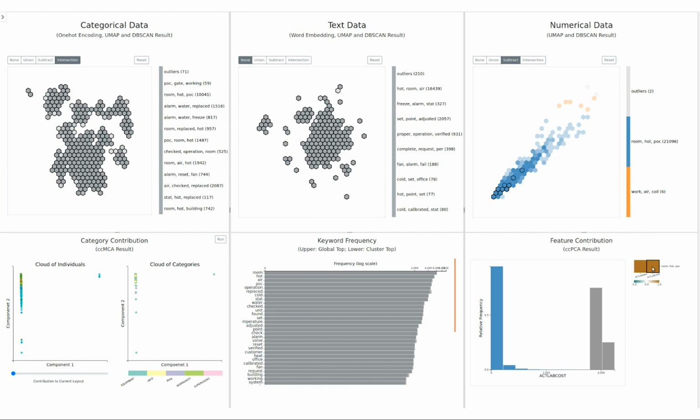We evaluate our approach through an expert study, and it highlighted the usefulness of these linked views to characterize clusters across different dimension types. For details, please refer to the paper.